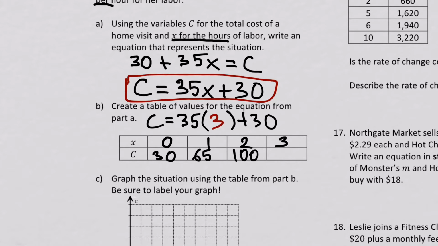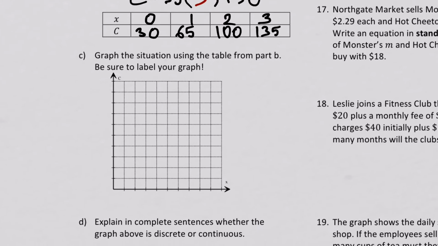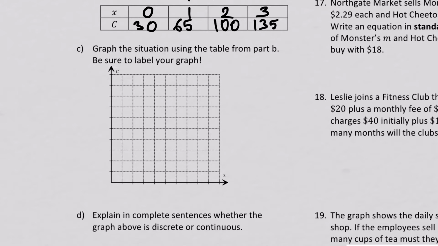35 times 3 plus 30. 35 times 3 is 105. 105 plus 30 is 135. So 135. There you go. Let's do part C. It says graph the situation using the table from part B. Be sure to label your graph.